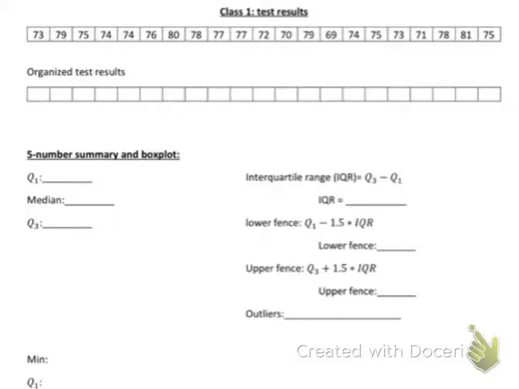So in this set, the smallest value is 69. Let's get a smaller point here. So let's put 69, cross that out. So we've got a 70, a 71, 72. So you get the idea. So I'm going to arrange all of the data from smallest to largest.